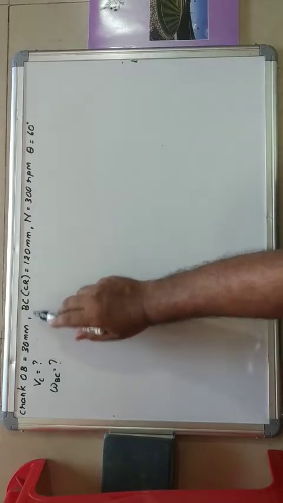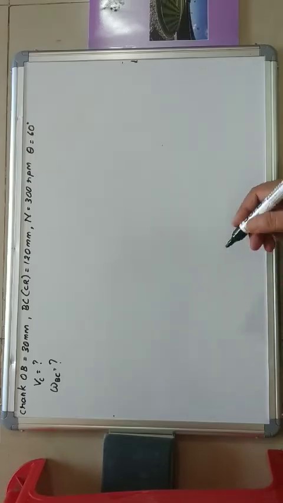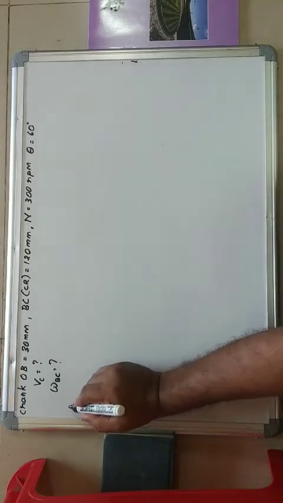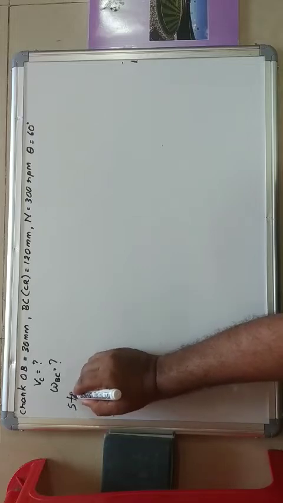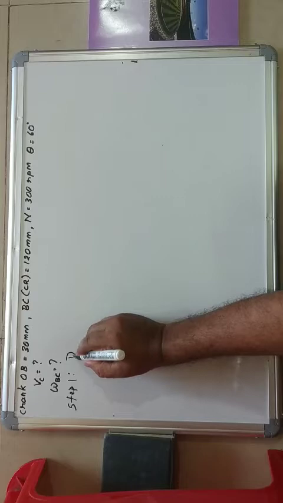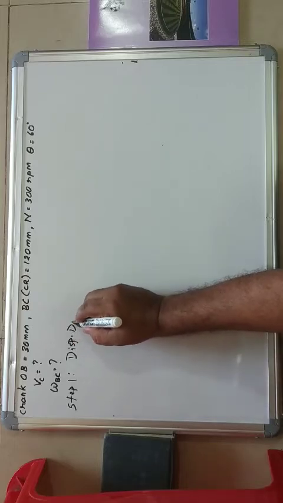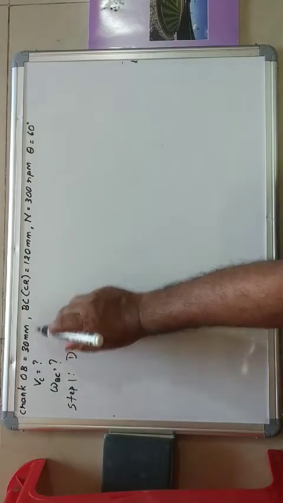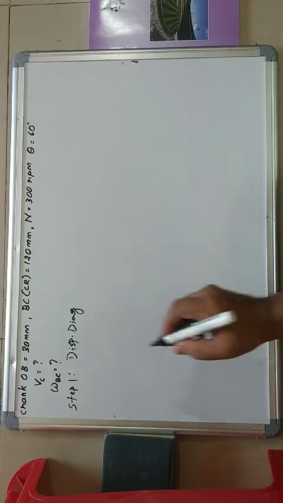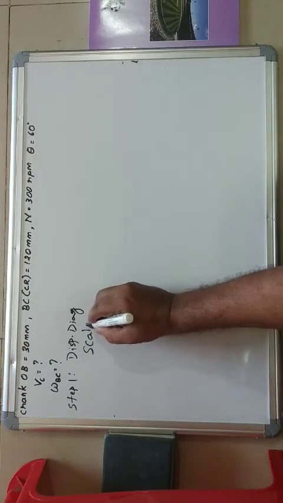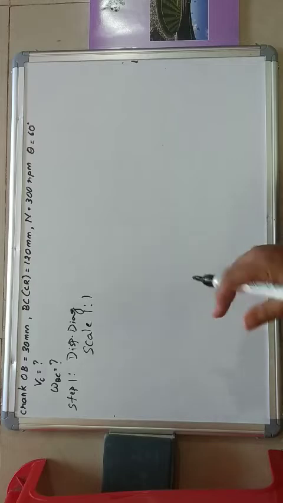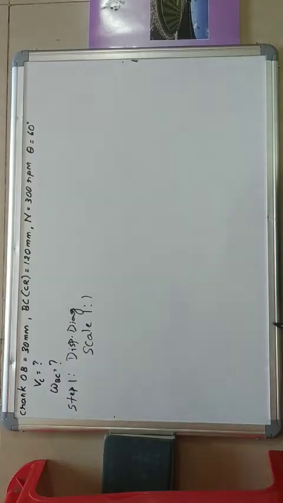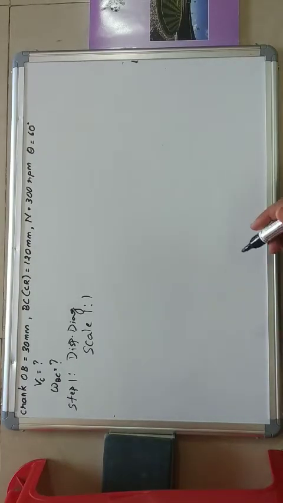Since the lengths are 30 millimeters and 120 millimeters, the first thing is that we are going to draw the displacement diagram. Step 1 is the displacement diagram. When you want to draw the displacement diagram here, since the lengths are 30 millimeters and 120 millimeters, I think you can consider the scale as 1:1. There is nothing wrong. Because the lengths are very small, 30 millimeters means 3 centimeters, and 120 millimeters means 12 centimeters.